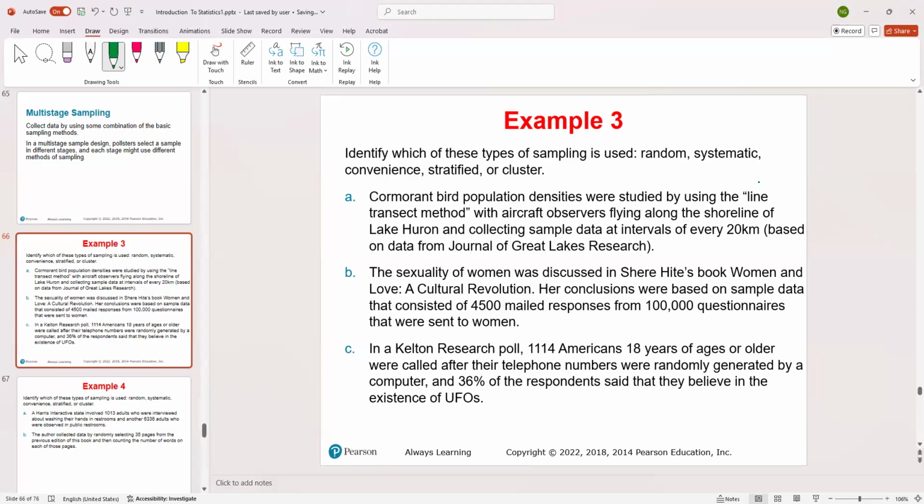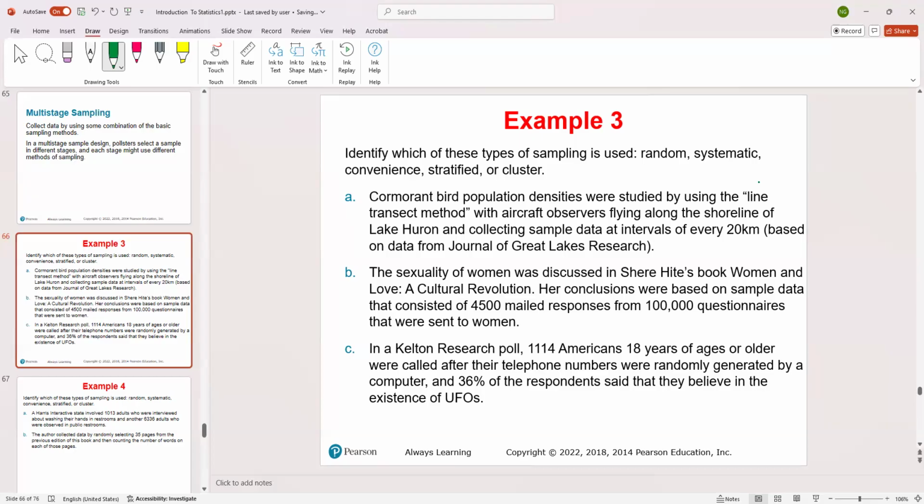So we said I believe exercise 3 and 4 are the same, because you just do it for enough space. We said that cormorant bird population densities were studied by using the line transect method, with observers flying along the shoreline of Lake Huron and collecting sample data at intervals of every 20 kilometers. So we collect data every 20 kilometers.